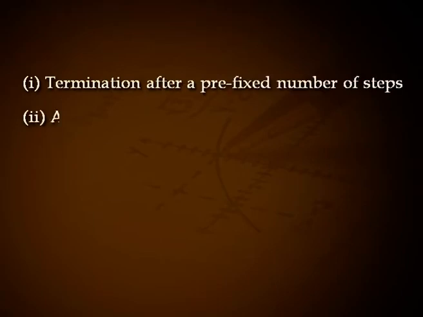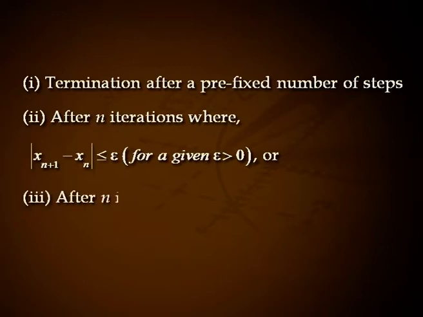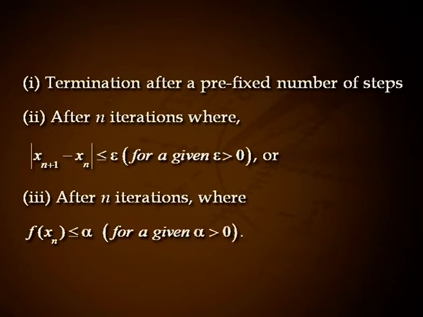Number 1, termination after a prefixed number of steps. Number 2, after n iterations where modulus of x(n+1) - xn is less than or equal to epsilon for a given epsilon greater than 0, or number 3, after n iterations where modulus of f(xn) is less than or equal to alpha for a given alpha greater than 0. Termination after a fixed number of steps is not advisable because a fine approximation cannot be ensured by a fixed number of steps.